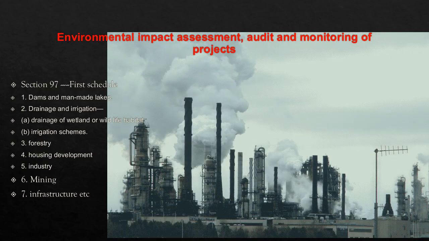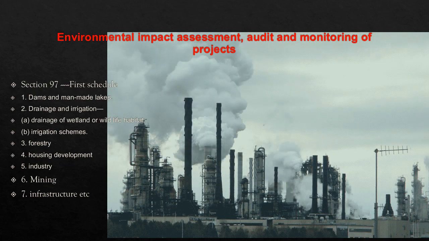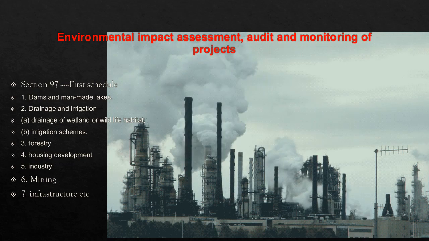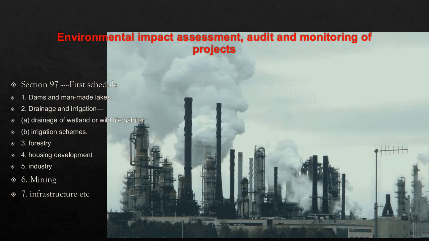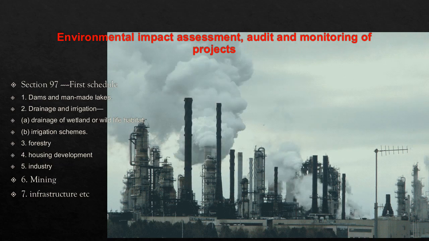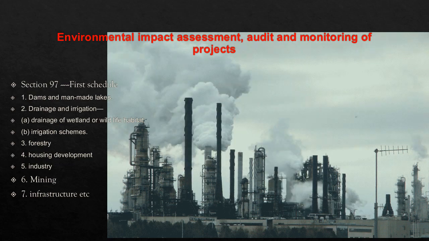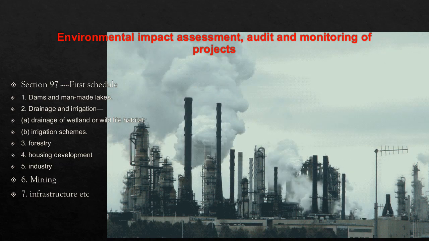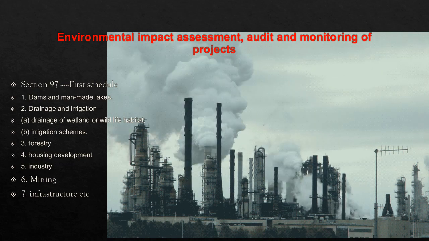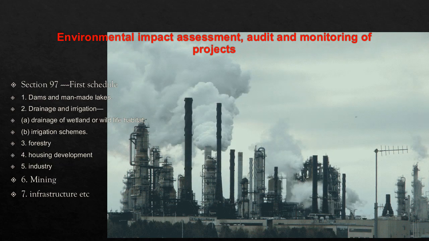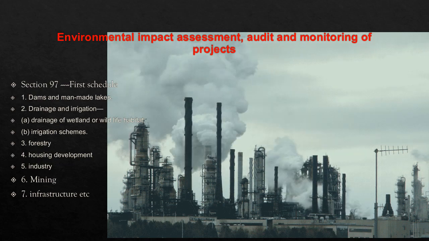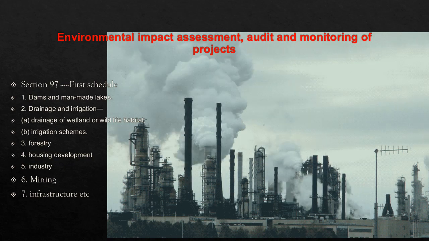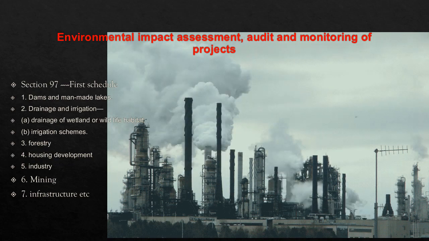And then we have section 97, which establishes environmental impact assessments, audits, and monitoring of projects. It says that first schedule projects, there are certain projects that should have an environmental impact assessment before they are done, and this includes dams, drainage and irrigation, forestry, housing development, industry, mining, infrastructure. So they should have an environmental impact assessment done before the project is initiated.